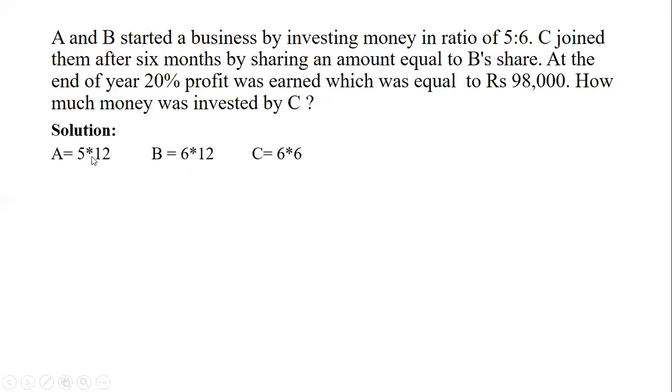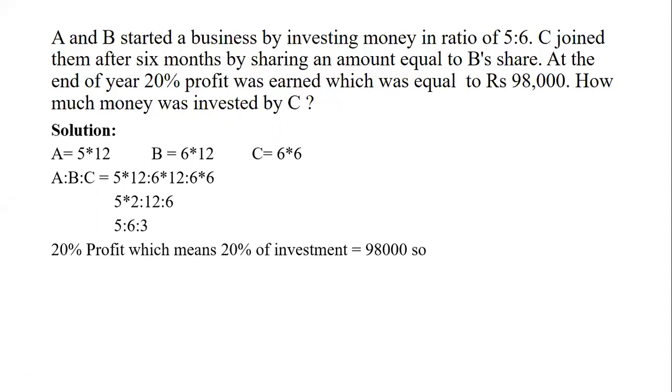So A invests 5 rupees for 12 months, B also invests 6 rupees for all the 12 months, but C joined only after 6 months. So which means C invested for the remaining 6 months. So now the combined ratio will be A is to B is to C is 5×12 is to 6×12 is to 16×6. You will get 5 is to 6 is to 3.